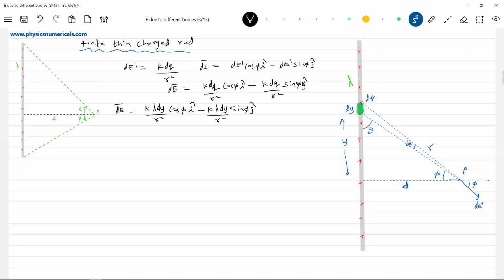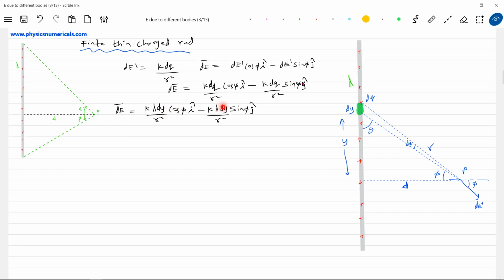Okay, if I go for integration, what is the biggest problem? This angle is varying, this r is variable, this dy is variable, this is an unknown thing. So how many variables are there? Three variables. When can we integrate? When only one variable should be there on the RHS. Okay, I'll integrate.